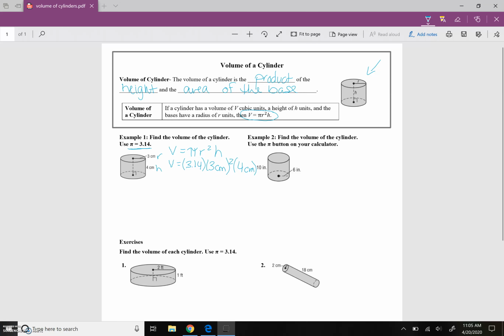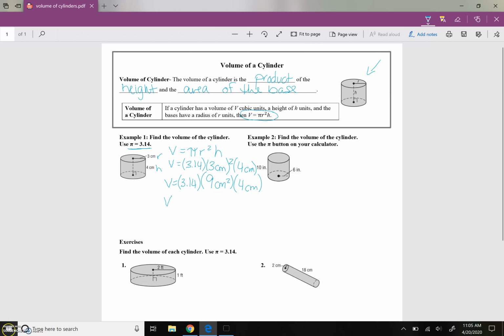Remember your PEMDAS rules, or please excuse my dear Aunt Sally. You're going to want to make sure you do the exponent, the 3 squared first. 3 squared, or 3 times 3, is going to be 9. And I'm going to keep it in parentheses and bring down everything else so I don't lose anything. And now this is all just multiplication, so I can multiply straight across.